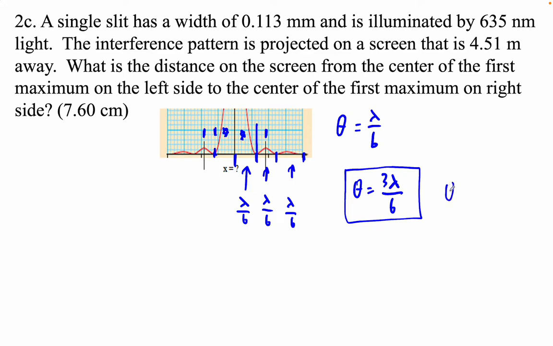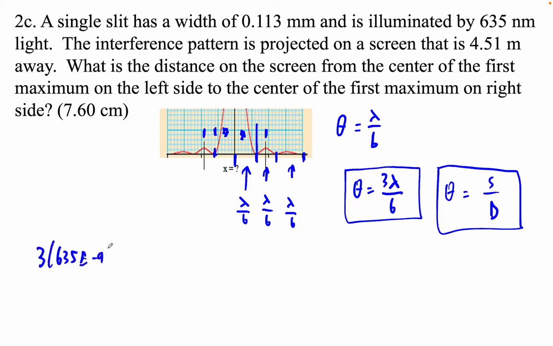And then of course our other measure of the angle is just s over d, the distance on the screen divided by the distance to the screen, and we're just going to set these two equal. So 3 lambda over b, so 3 times 635 E minus 9 over b, and b is 0.113 E minus 3, equals s over the distance, 4.51. Okay, that's what we're solving. We're solving for s.